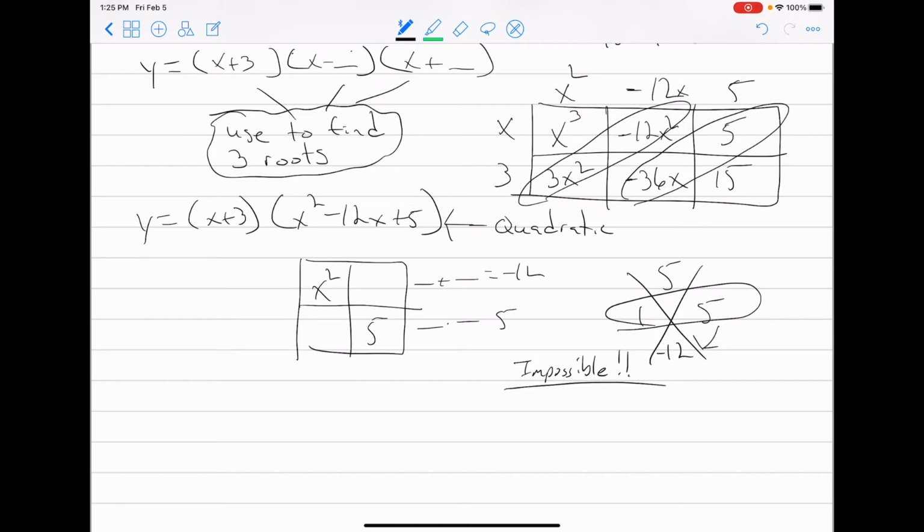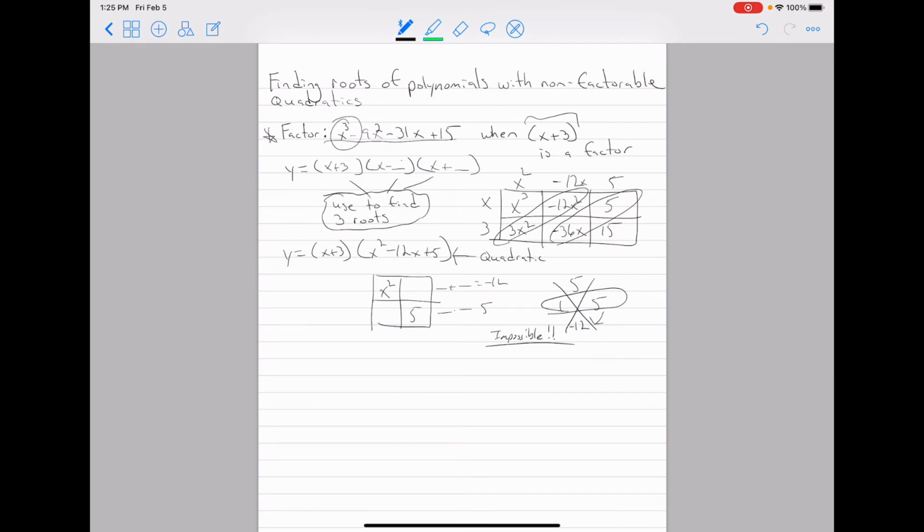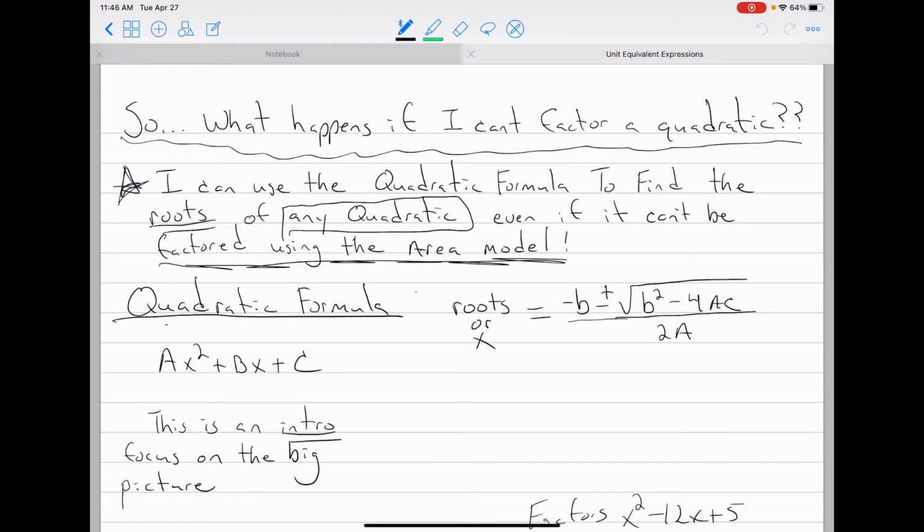So what do I need to do? What do I do? I can't factor this quadratic. Can't do it. All right, so what do I do if I cannot factor a quadratic? Well, I can use the quadratic formula to find the roots of any quadratic, even if it cannot be factored using the area model. I can always use the quadratic formula. It is always going to work no matter what. Factoring doesn't always work. The quadratic formula will always work. It's not always faster, but it will always work.